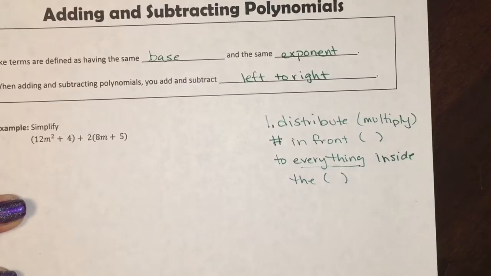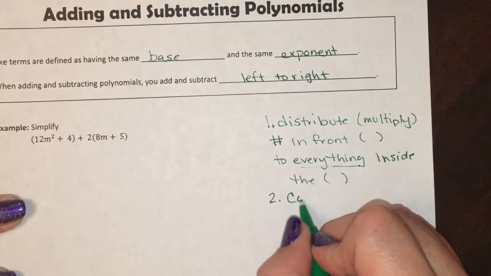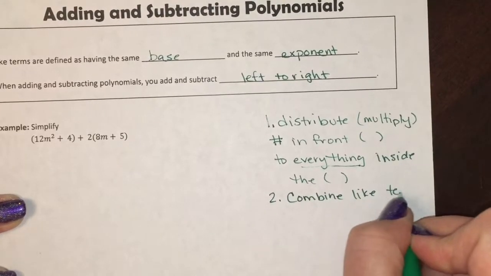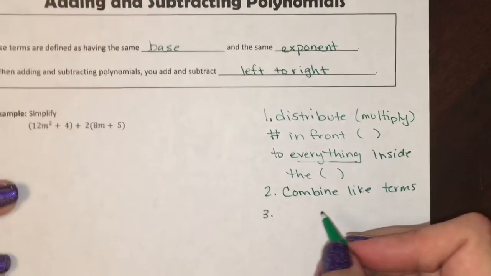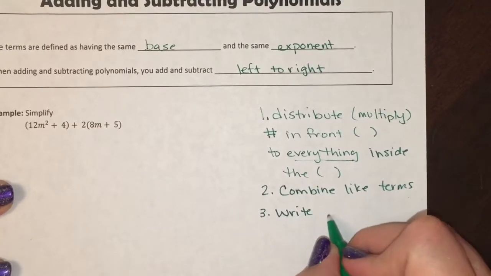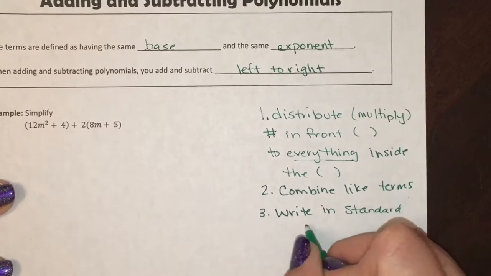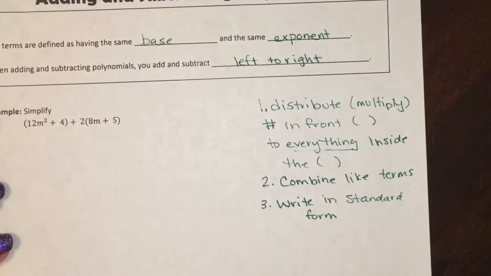All right. Then always our second step would be to combine like terms. And then third, when we're dealing with these polynomials, we want to make sure we write it in standard form as the final answer. So write in standard form as the final answer, which, on page 50, if you need help remembering what standard form is, the definition and how we did that was on the last page, page 50.